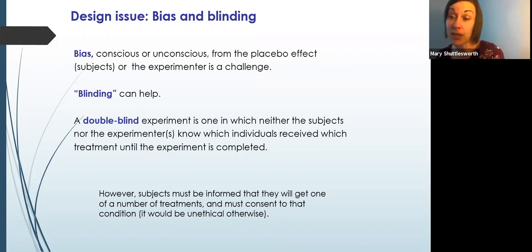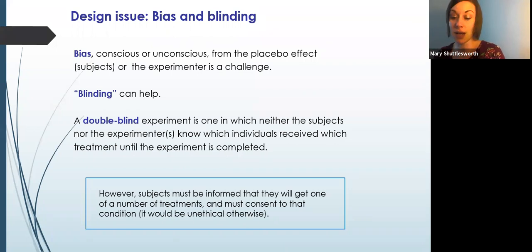So no one essentially knows who is getting the placebo and who is getting the actual treatment. One thing to keep in mind here, though, is that the subjects have to be informed that they could potentially be getting one of a number of different possible treatments, and they have to consent to participating in the study, no matter which of the treatments they might be randomly assigned to. Obviously, otherwise, we would have some problems with research ethics, which would not be a good thing.